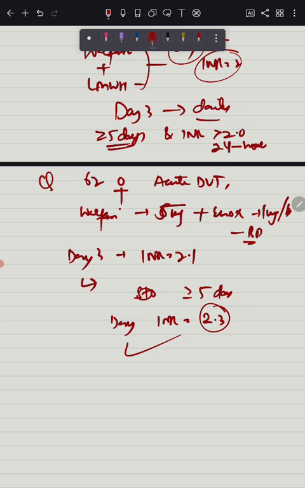A patient with acute PT is started on warfarin and low molecular weight heparin. On day 4, INR is 2. What is the best course? Continue LMWH and warfarin only. Stop LMWH after greater or equal to 5 days of overlap and INR of greater or equal to 2 for at least 24 hours.